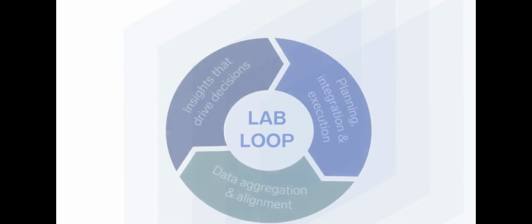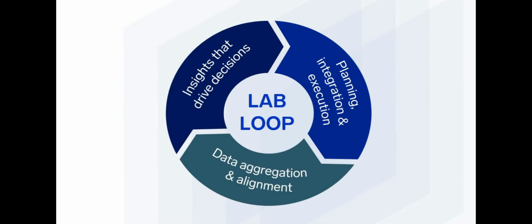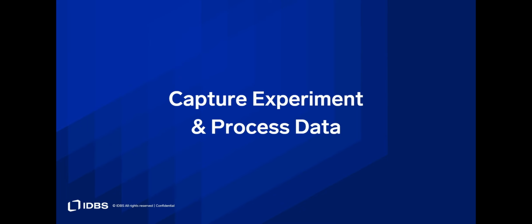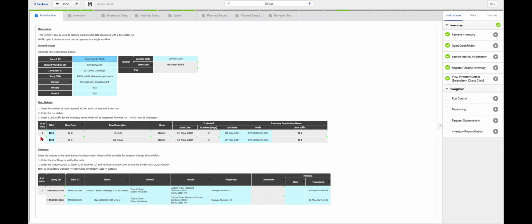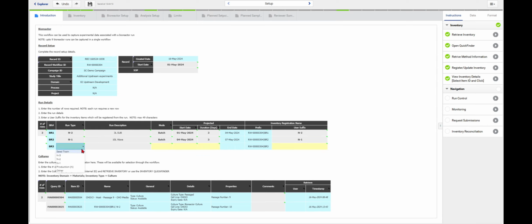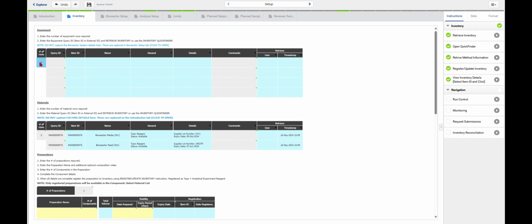Within the lab loop, planning, integration, and execution is a critical section that IDBS Polar supports. I want to set up my experiments in seconds using intuitive templates and smart validations that guide every step and remove the guesswork. In this example, I'm adding a production run to an existing C train, and it's done both seamlessly and dynamically without interrupting the workflow.